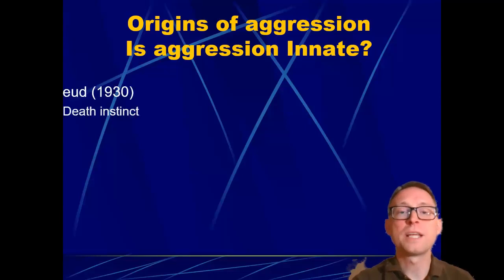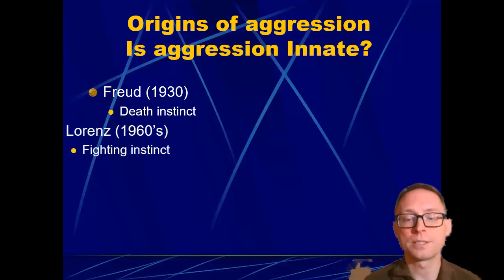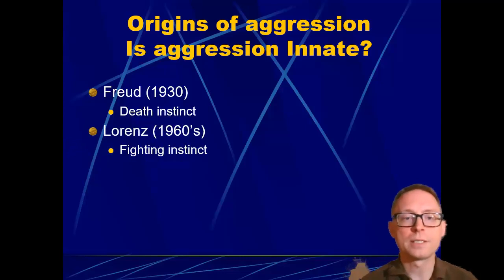So why are we aggressive? Is it innate? Well, Freud thought it was. Freud had the idea of a death instinct. Lorenz in the 1960s felt that there was a fighting instinct, the idea that at least males had an instinct to fight because they were more likely to be able to mate and pass on their genes if they could fight other males away. Now, Freud, for example, does not have very much evidence that we have this death instinct that makes us act aggressively.